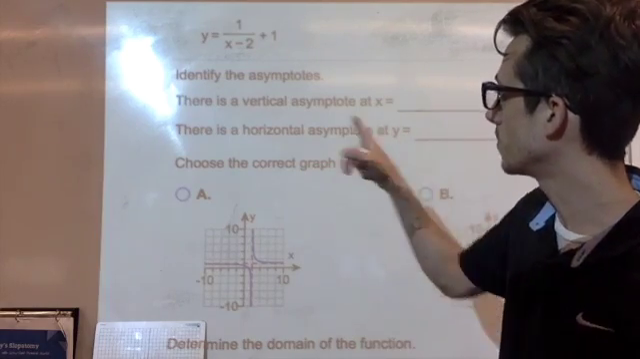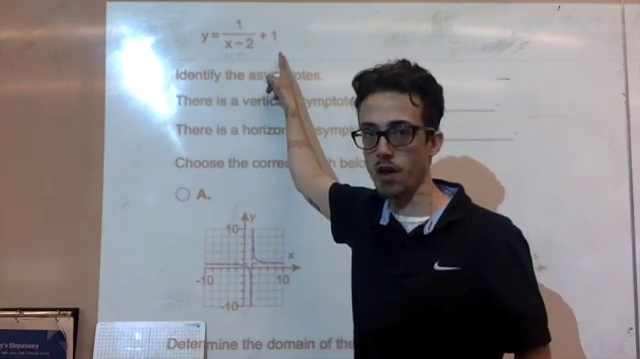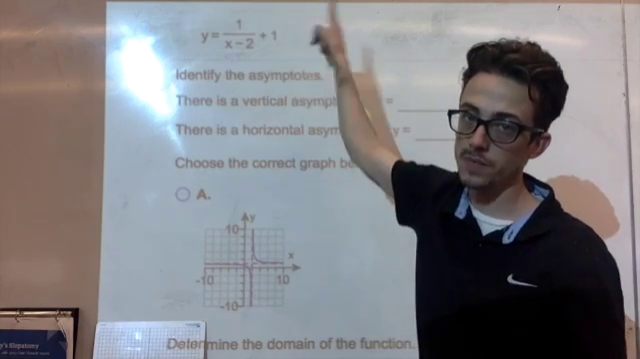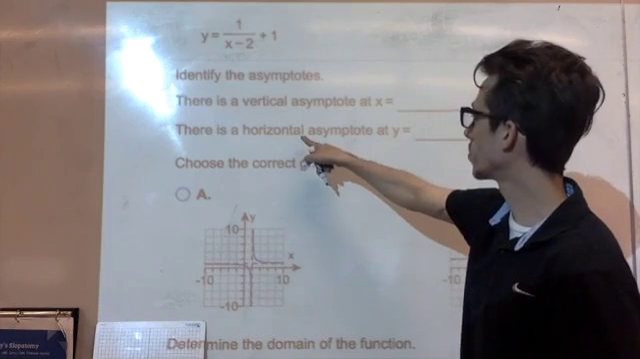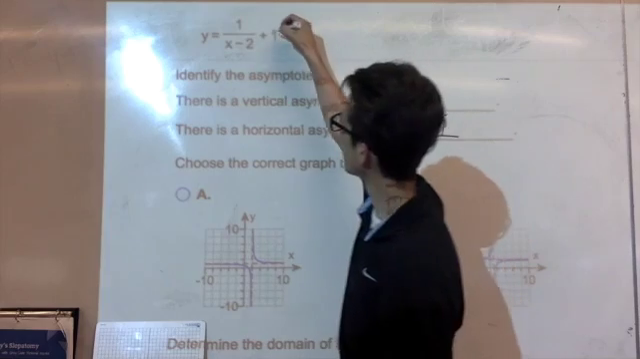So I'm being asked to find the asymptotes for 1 over x minus 2 plus 1. I know that since I'm adding on an additional term here, this is going to shift your horizontal asymptote up 1 unit. So the horizontal asymptote is now y equals 1. And that's based off of this.